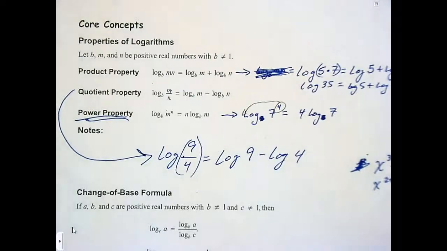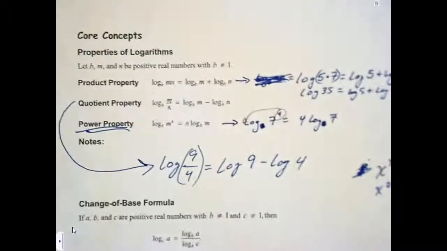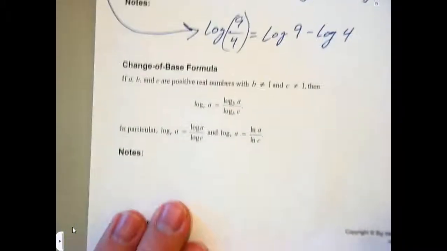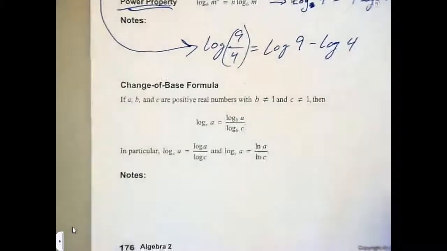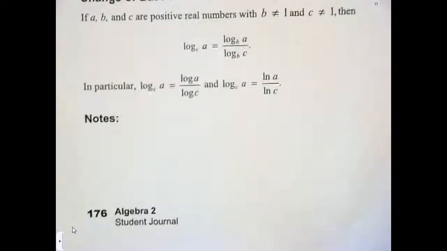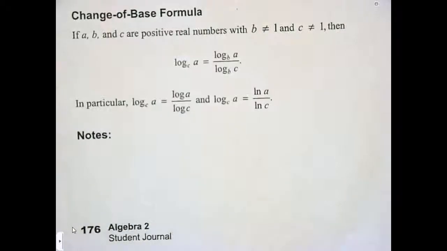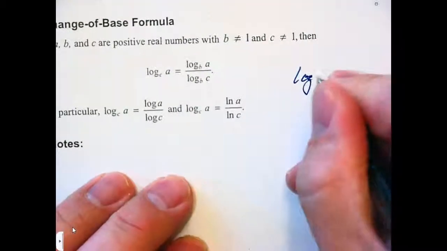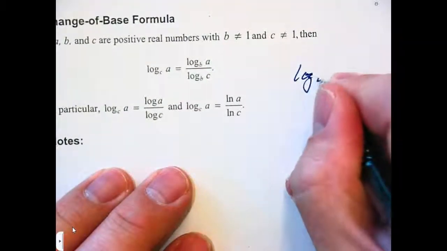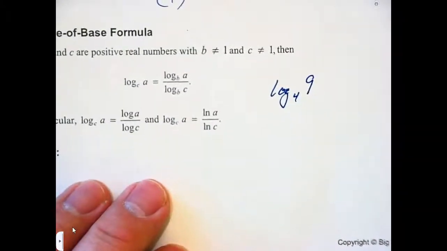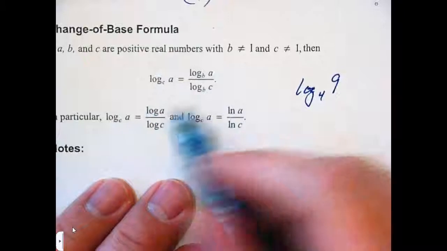Those are our three properties, and we want to memorize them. We also have what's called the change of base formula. You might wonder how you're going to do these on your test if you can't use a calculator. Say I've got log base 4 of 9 and I want to know what it is. Well, what you do is you use the change of base formula.